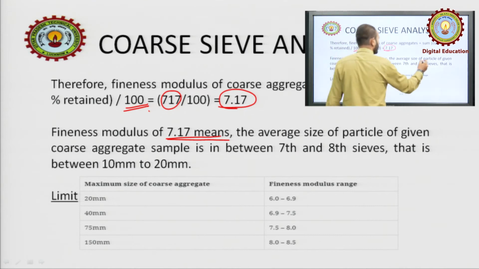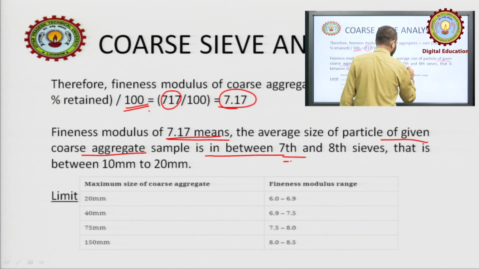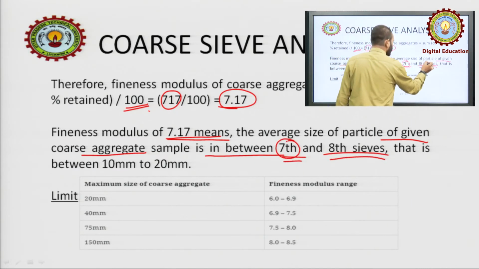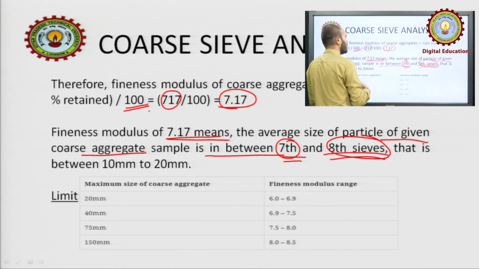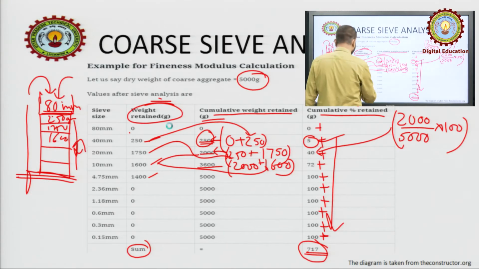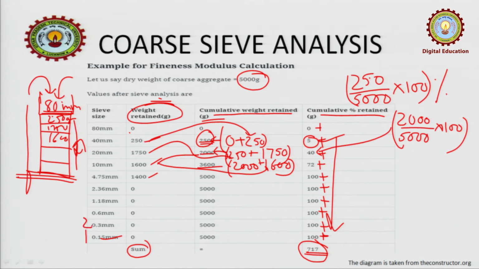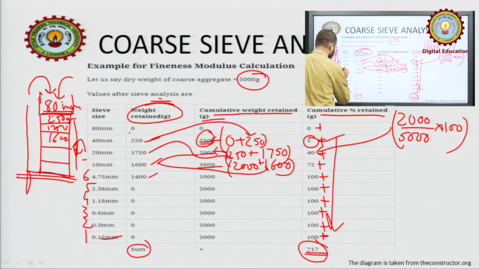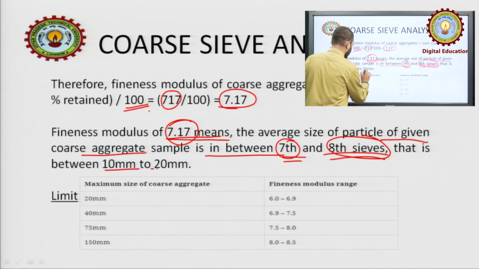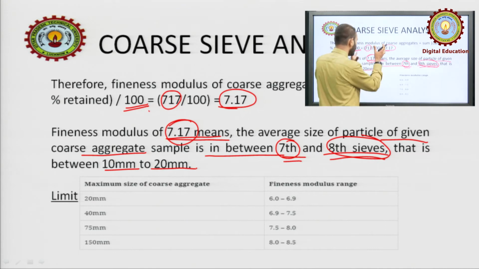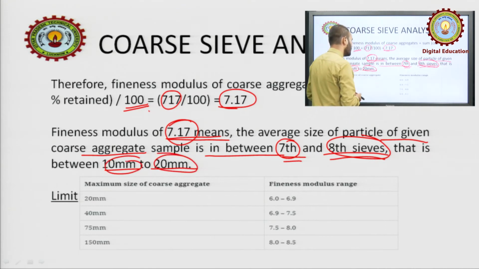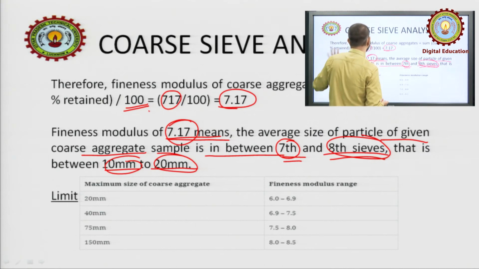What does this mean? The average size of the particles of the given coarse aggregate sample is between the 7th and 8th sieve. Remember, it is the 7th and 8th sieve, not the value 7 and 8. It is not the value 7 and 8, it is 7.17. It is telling us that the average or maximum size of the soil present in this sample lies between the 7th and 8th sieve. What were the 7th and 8th sieves? Count from below: 1, 2, 3, 4, 5, 6, 7, 8. The 7th and 8th are 10 and 20. So the maximum particle size in this sample is between 10 and 20. This is the general outcome of this process.